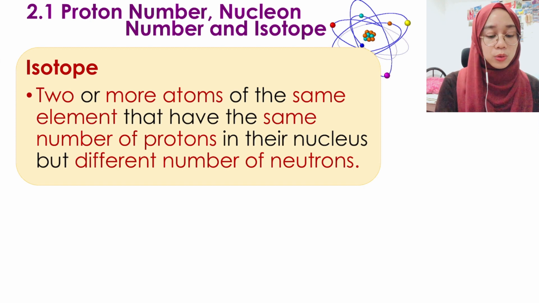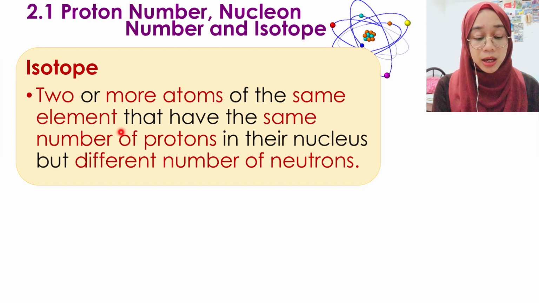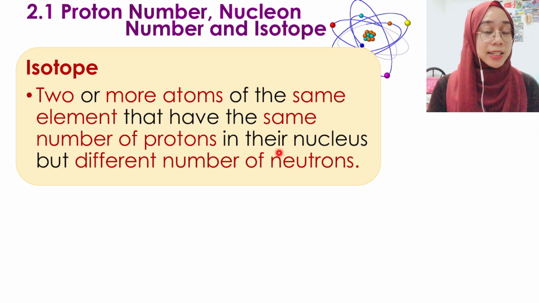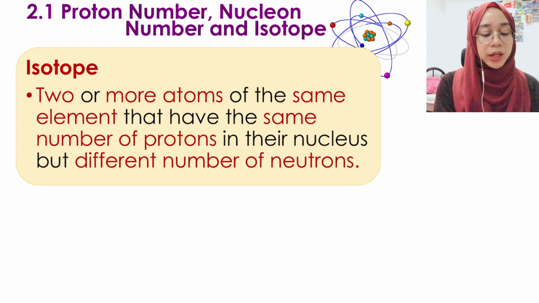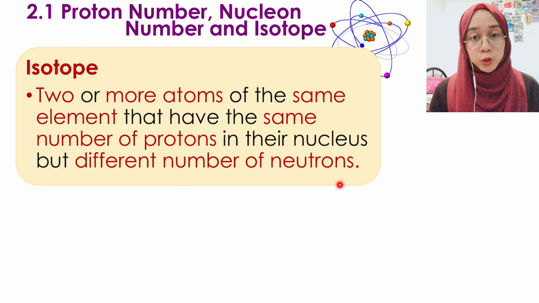So this is the definition of isotope. Isotope is two or more atoms of the same element. The ones highlighted in red are all important keywords. This definition really needs to be like this. But if you actually understand the concept of isotope, supposedly the definition is not a problem. It needs at least two or more atoms of the same element that have the same number of protons in their nucleus but different number of neutrons.